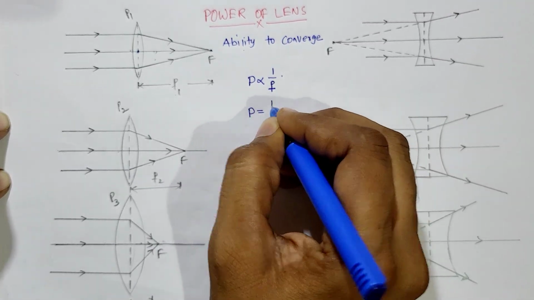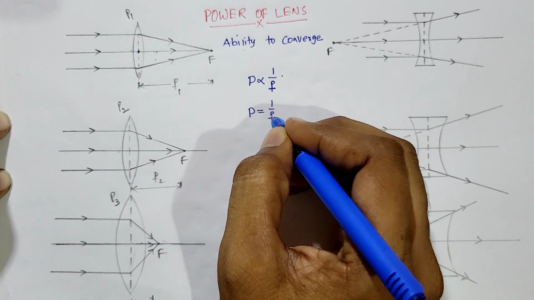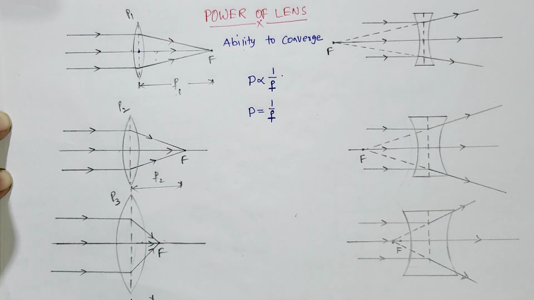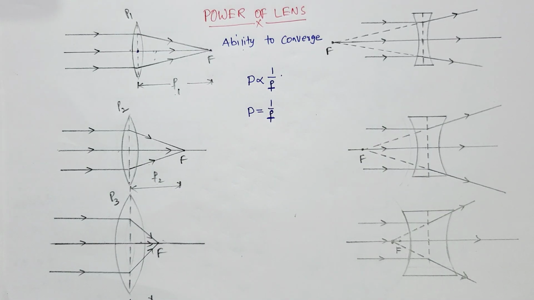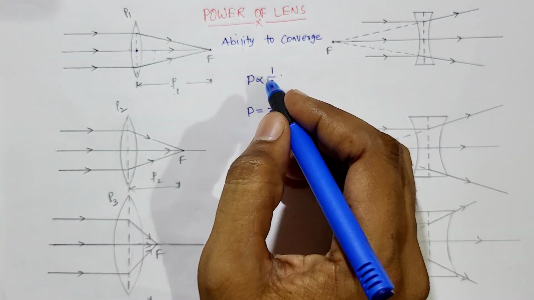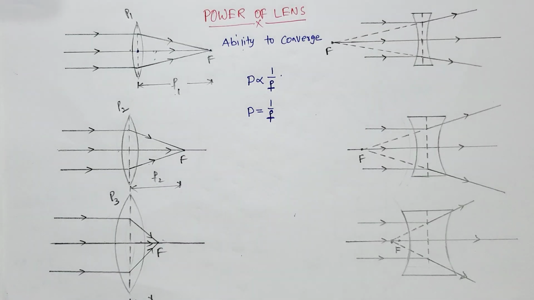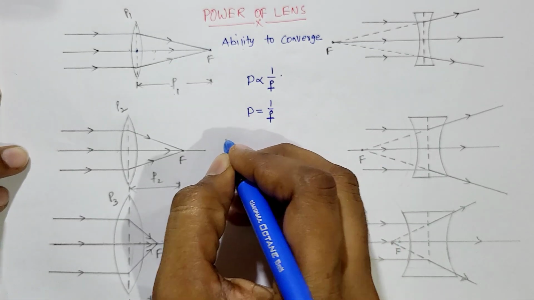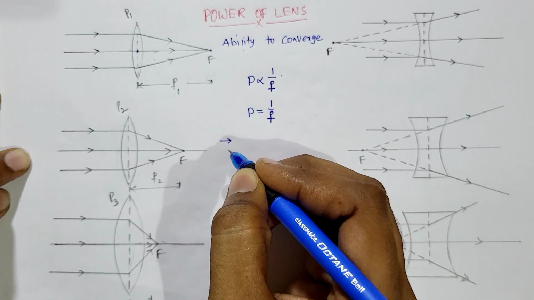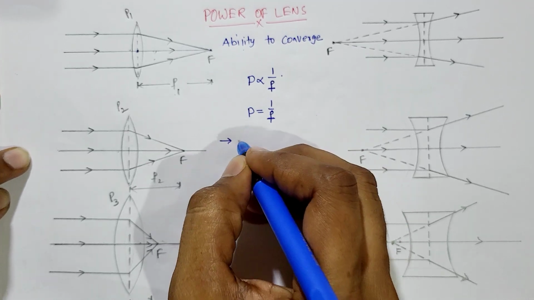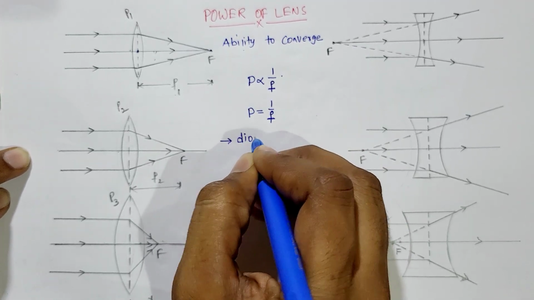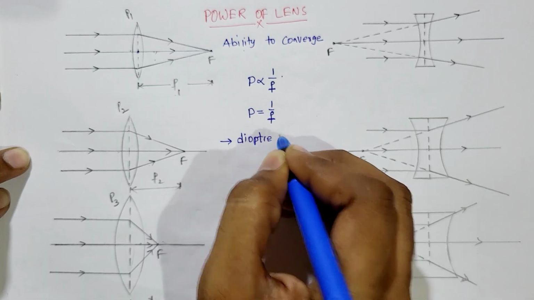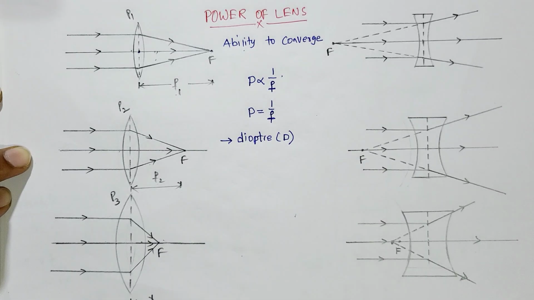Why it is 1 and all this derivation is not there, so we can directly take P is equal to 1 by f. In 10th CBSE we don't have why the constant k is equal to 1. We can take directly P is equal to 1 by f. So this is how we got the power of lens formula. And what are the units? The unit of power of lens we call dioptre, D-I-O-P-T-R-E. And it will be represented by D, capital D.